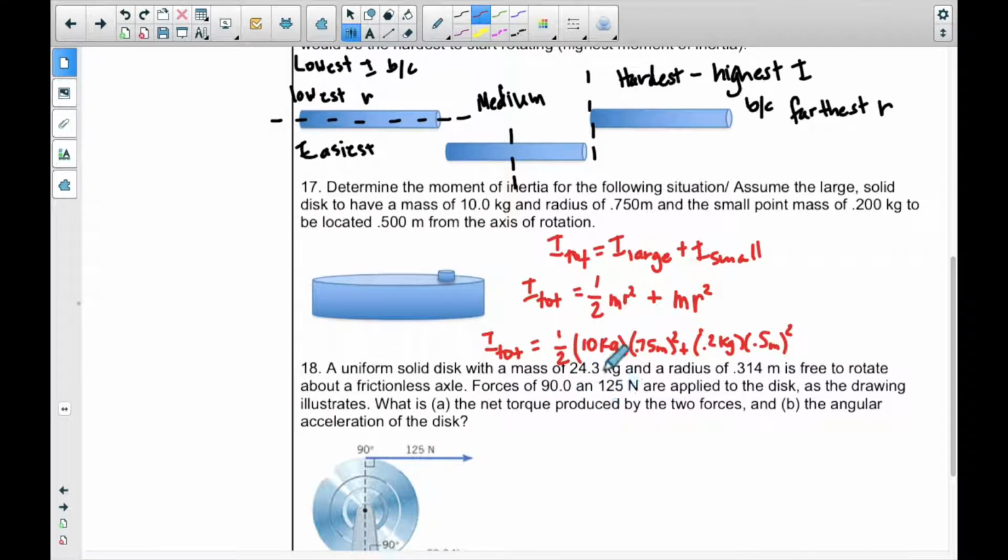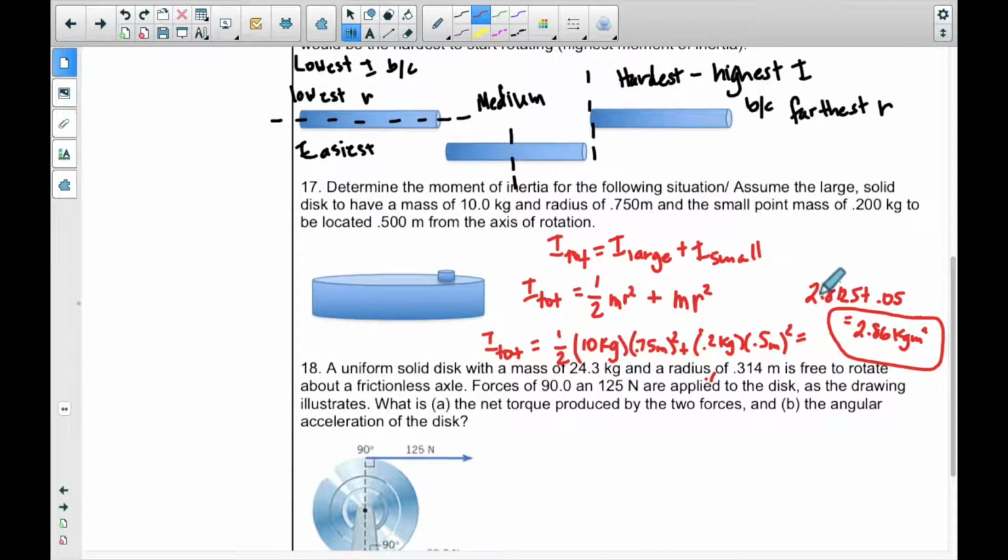Okay, so what's going on is we have a 10 kilogram cylinder with a radius of 0.75 meters. And then we have this little point mass, which has a mass of 0.2 kilograms, much, much smaller than the disk. And it has a radius of 0.5 meters because it was stated in the problem that that point mass is 0.5 meters away from the axis. So that's its radius. So all we need to do now is plug this into our calculator and see what we get as an answer. So why don't you go ahead and take a minute, pause the video here, and plug this into your calculator.